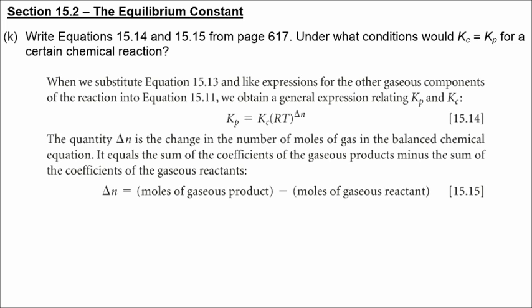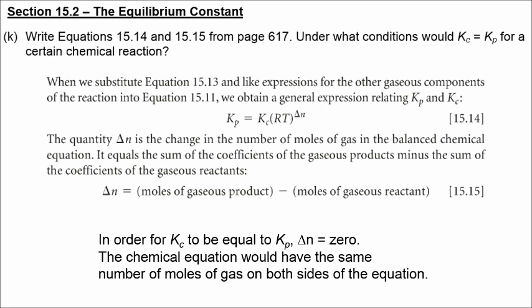So Kp equals Kc times RT, where R is the ideal gas constant, 0.08206. Temperature is the Kelvin temperature, and then raised to the delta N power, where delta N is the difference between moles of gaseous product and moles of gaseous reactant. Under what conditions would Kc equal Kp for a certain chemical reaction? Well, if delta N is 0, then there'd be the same number of moles of gas on both sides of the equation, so that delta N equals 0.